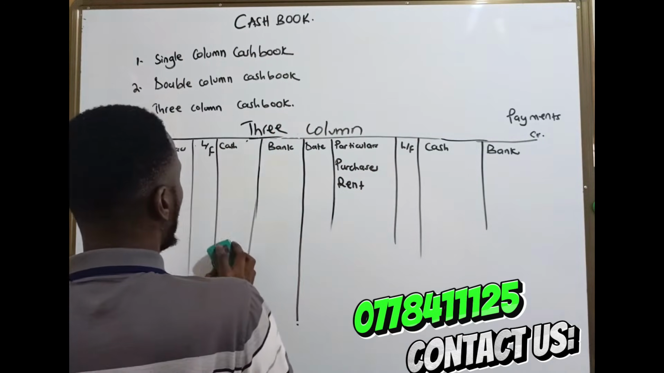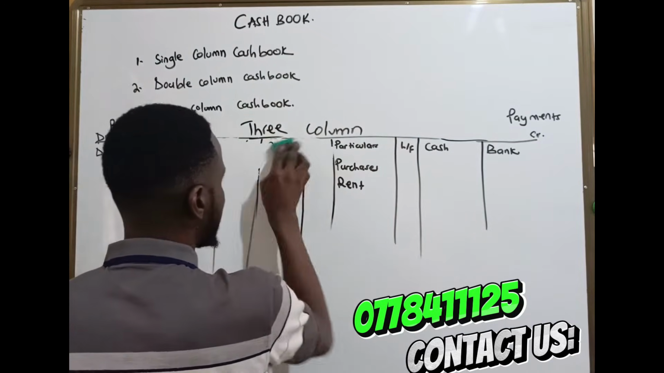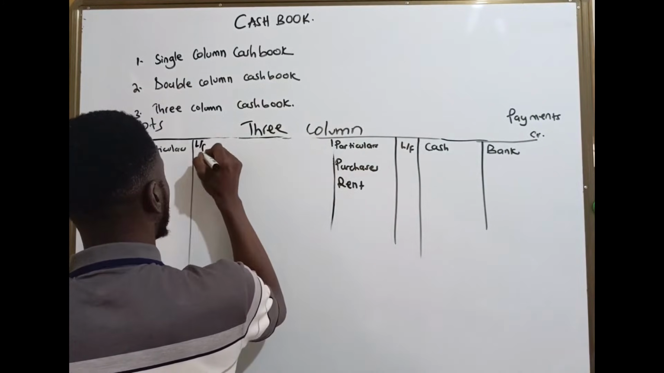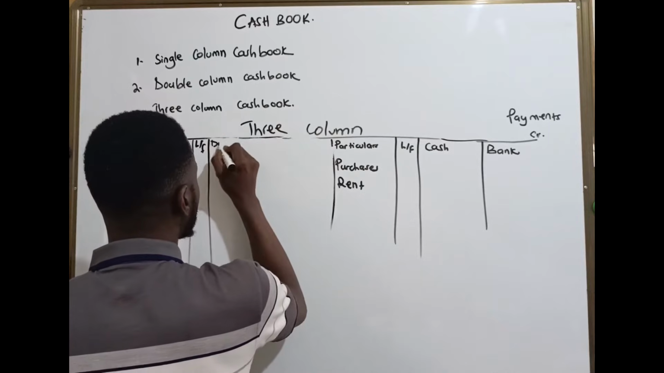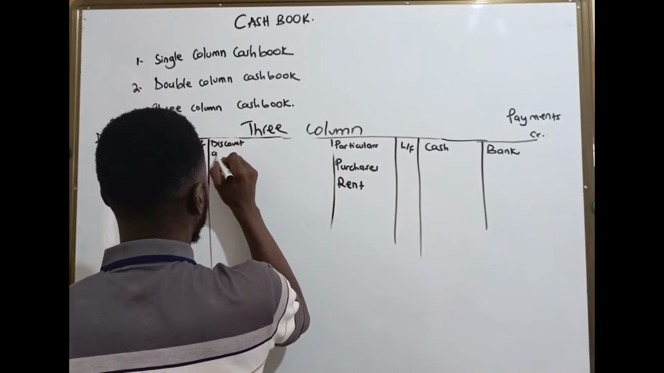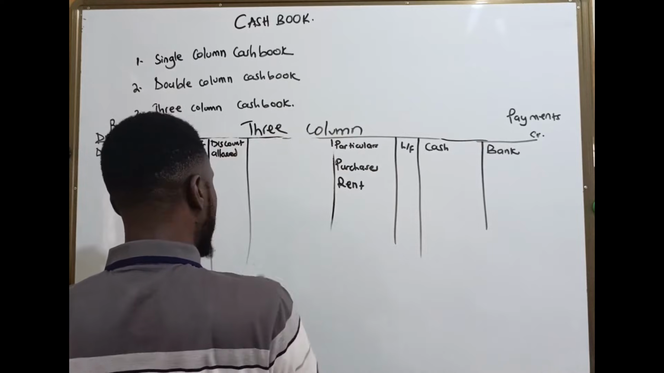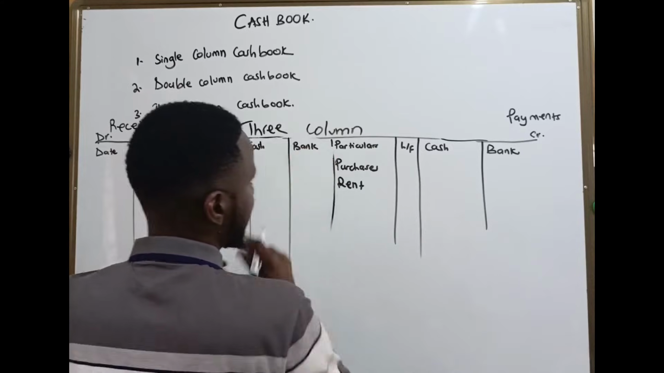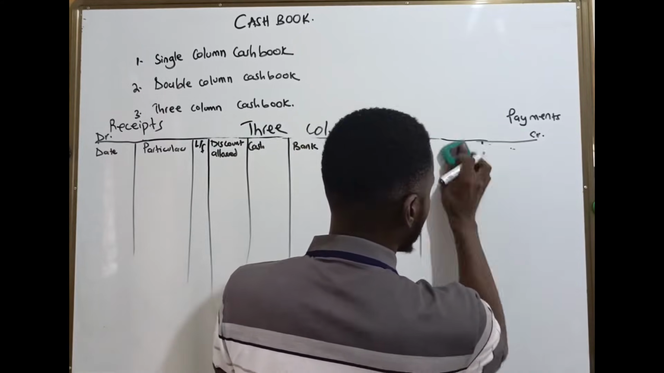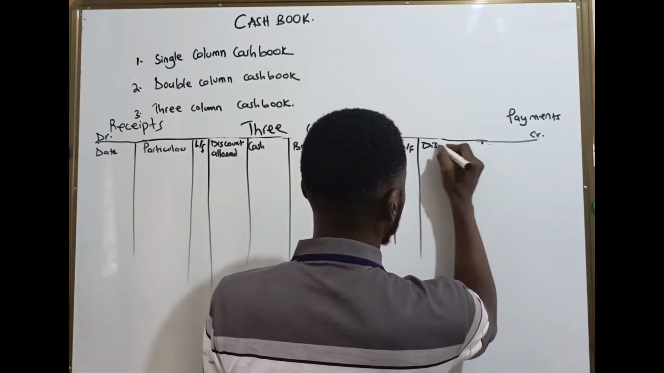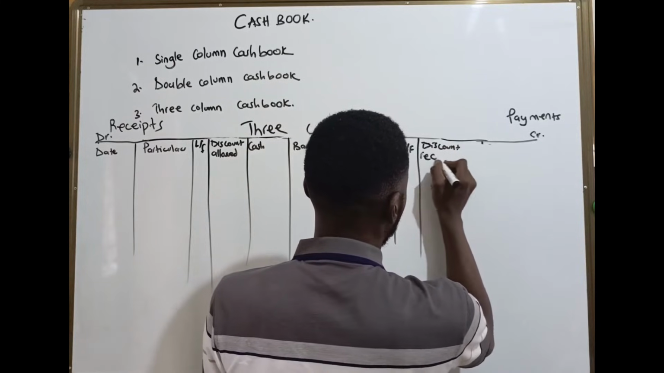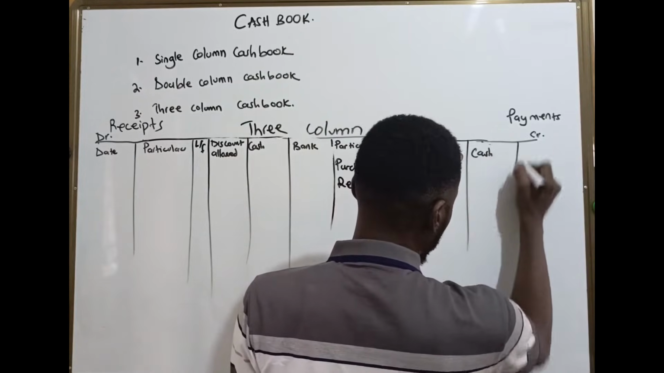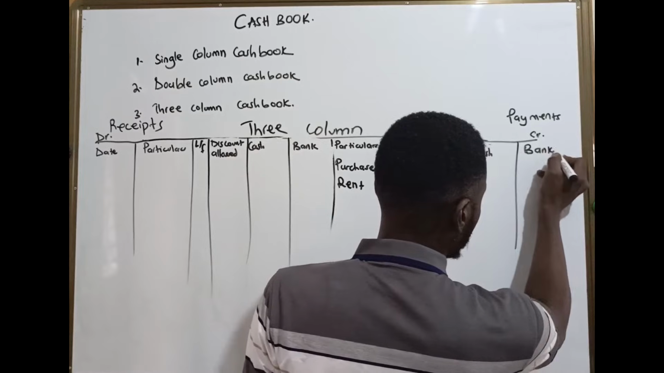Now, when it comes to the 3 column cash book, this is the difference. So here we shall have our ledger folio. Now, here we shall introduce the discount allowed. Then we shall maintain our cash and our bank. The same this side, we shall introduce the discount received, and we shall maintain our cash and bank.